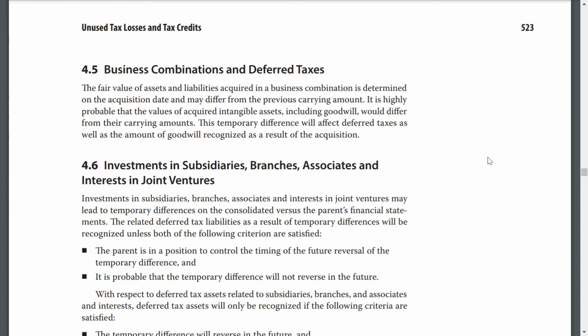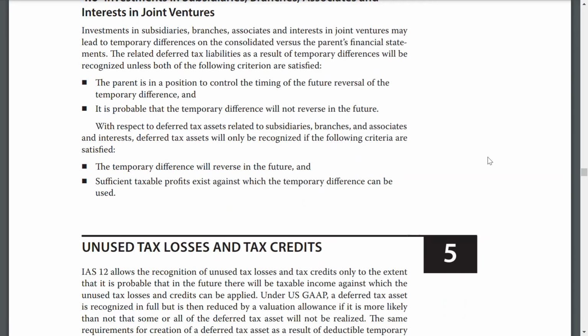Investments in subsidiaries, branches, and associates, and interests in joint ventures may lead to temporary differences on the consolidated versus the parent's financial statements. The related deferred tax liabilities as a result of temporary differences will be recognized unless both the following criteria are satisfied. The parent is in a position to control the timing of the future reversal of the temporary differences, and it is probable that the temporary difference will not reverse in the future. With respect to deferred tax assets related to subsidiaries, branches, and associates and interests.